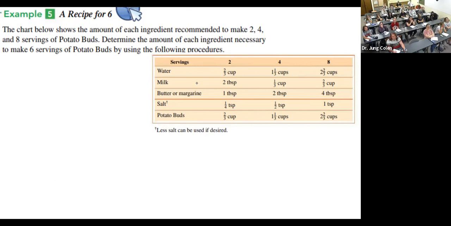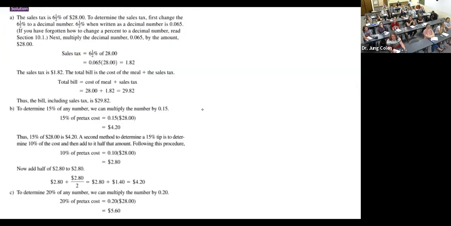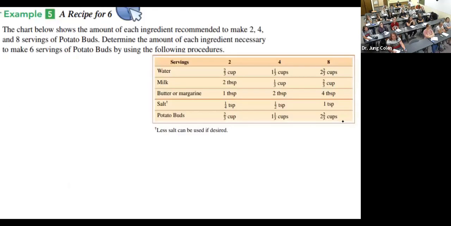What's potato buds? Not mashed potato. What is it? Stock? I mean the recipe. What is it? That's the best. Mashed potatoes. Yeah, looks like a mashed potato recipe. Anyway, so you need water, milk, butter or margarine, salt, and potato buds. And these are the recipes, okay? And that's what you need.